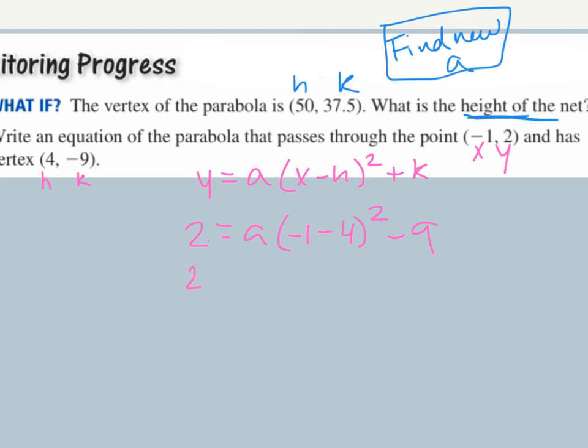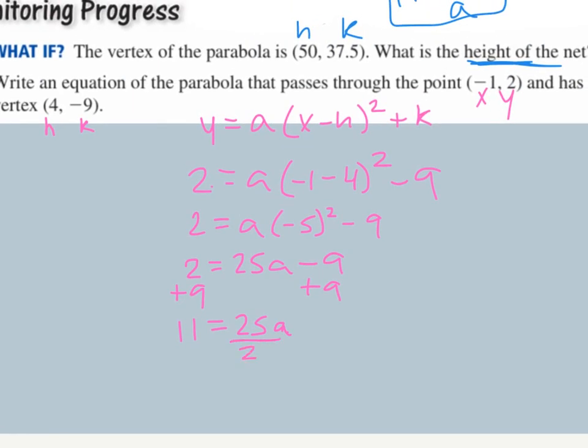So now we do our parentheses first. So 2 is equal to a times -1 minus 4, which is -5 squared, minus 9. What is -5 squared? 25. So 25 times a minus 9. We need to add 9 to both sides. So 11 is equal to 25a. We divide by 25 on both sides. So a is equal to 11 over 25.